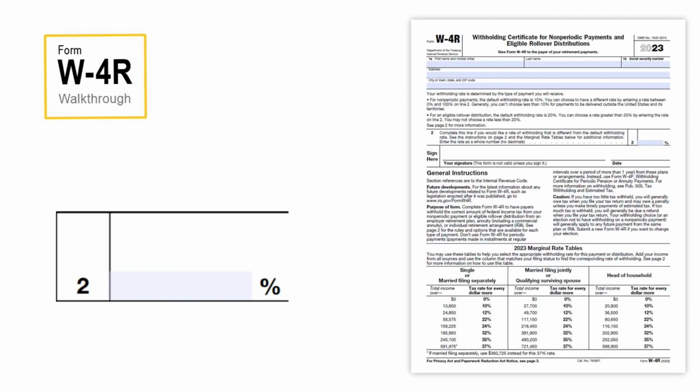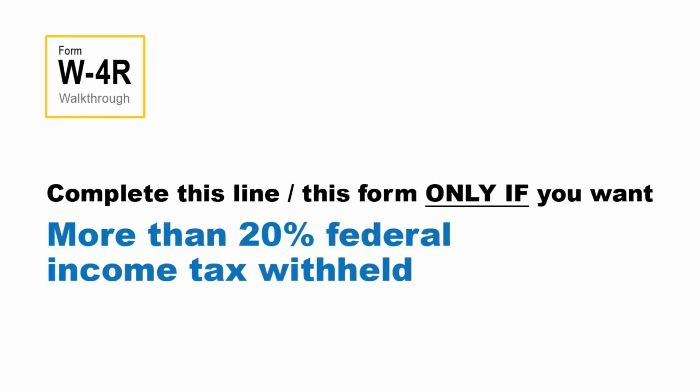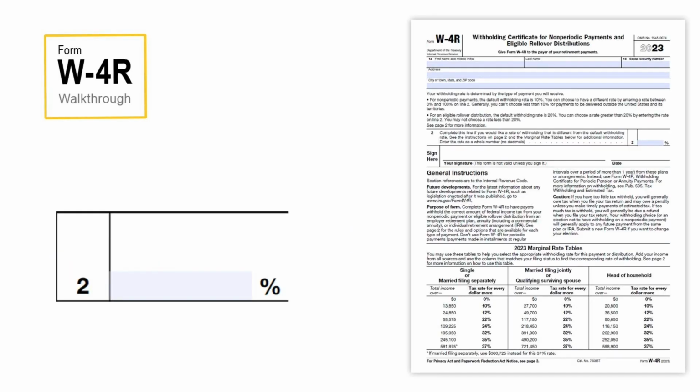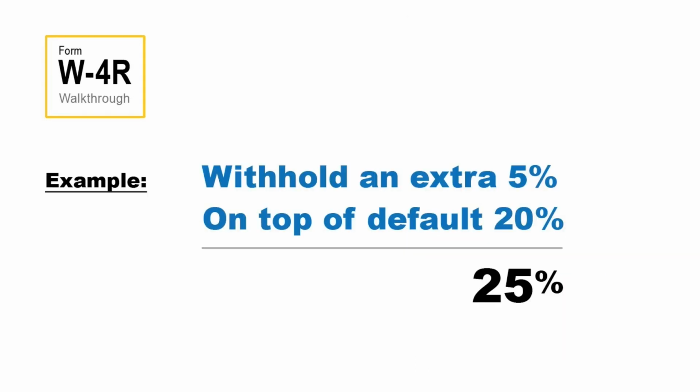This is the meat and potatoes of this form. Complete this line, and by extension this form, only if you want more than 20% federal income tax withheld from your payment. If you do wish to withhold federal income taxes at a rate higher than 20%, enter the total percentage you wish to have withheld on line 2. So, for example, if you wish to have an extra 5% withheld from your payment on top of the default 20% withholding rate, you would write the total on line 2 as 25%.